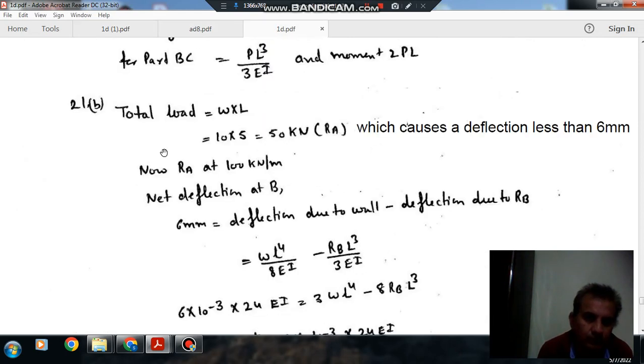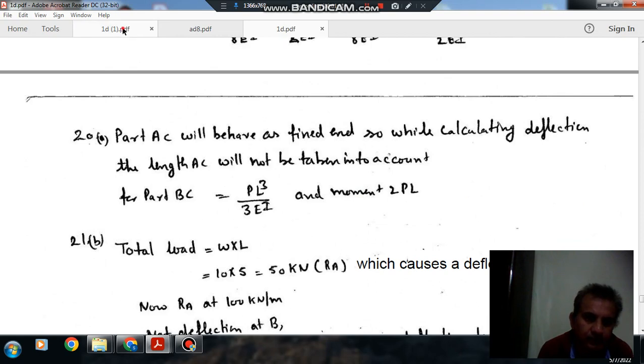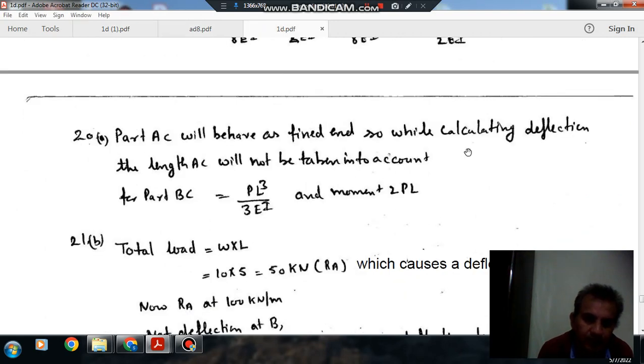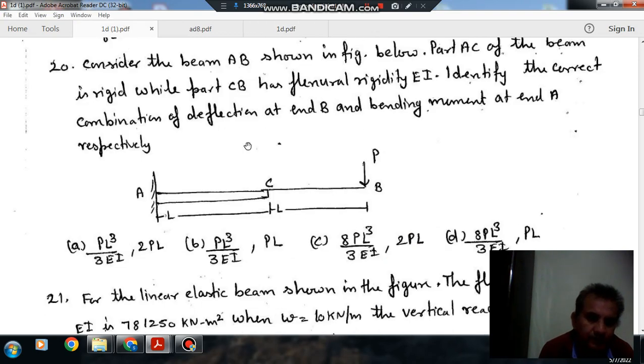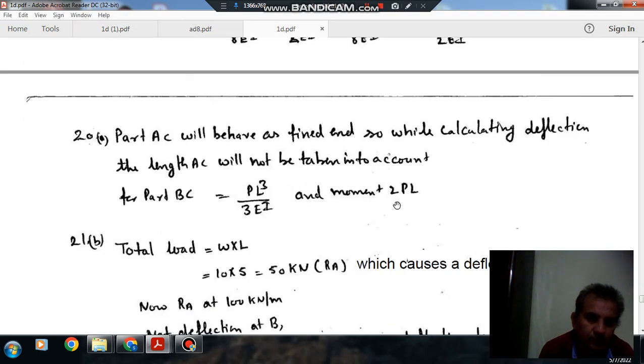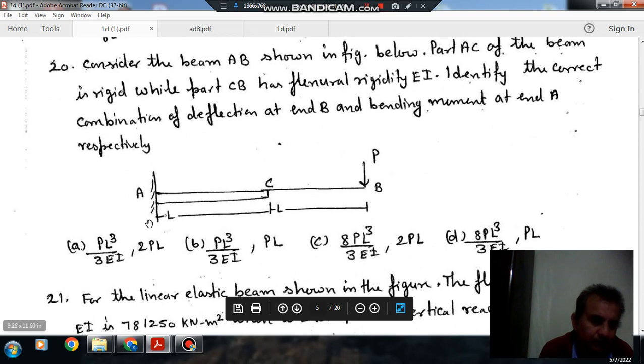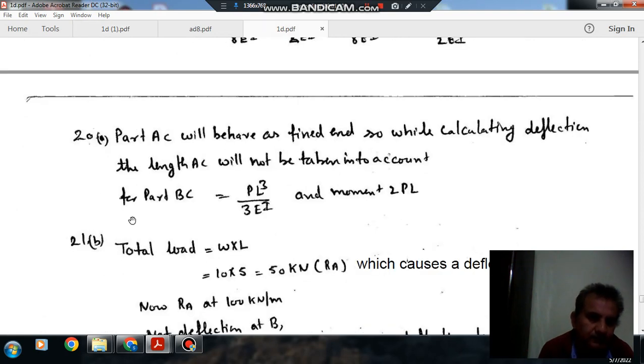Okay, so now the part AC will behave like a fixed end, because it is rigid. While calculating the deflection, length AC will not be considered, because it is part of the fixed end. So the deflection is PL cube by 3EI, and the moment about the fixed end is P into 2L. So the answer is 2PL and PL cube by 3EI. Option A is the right answer.